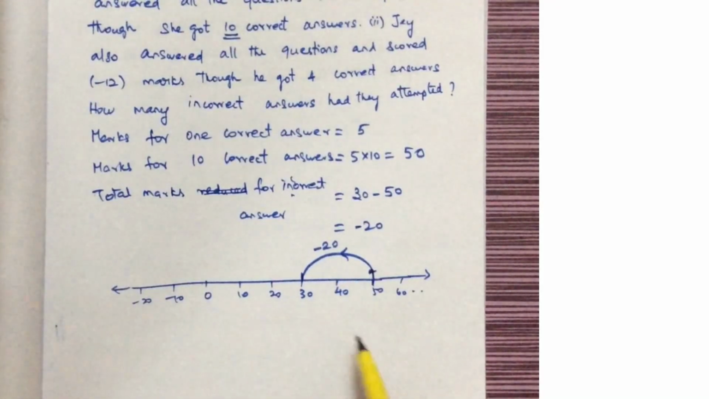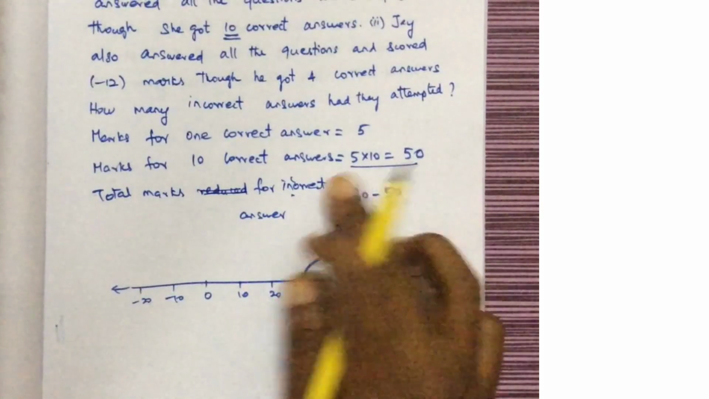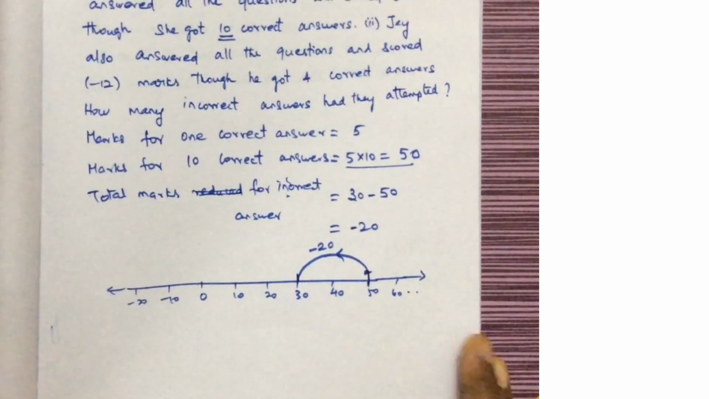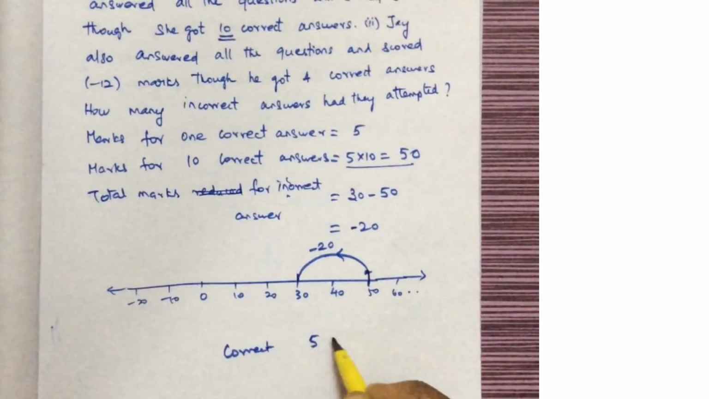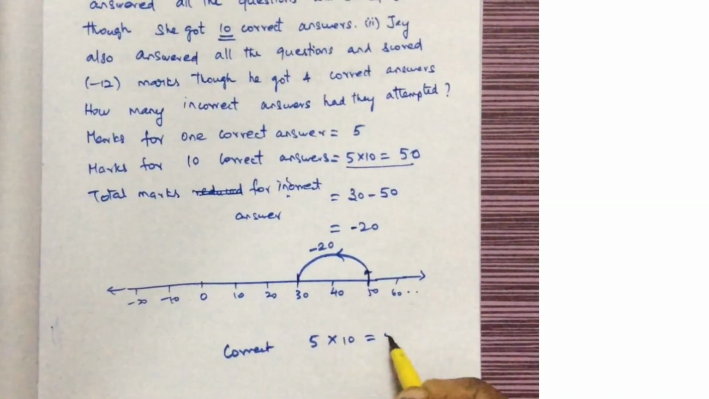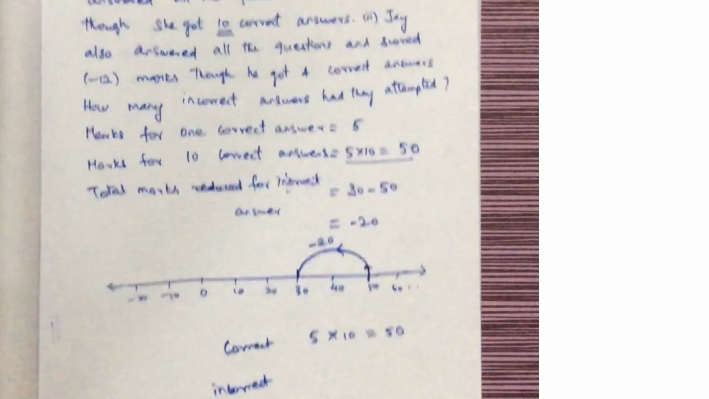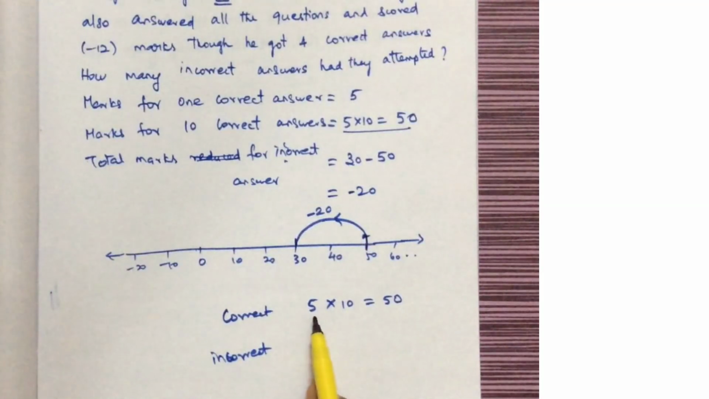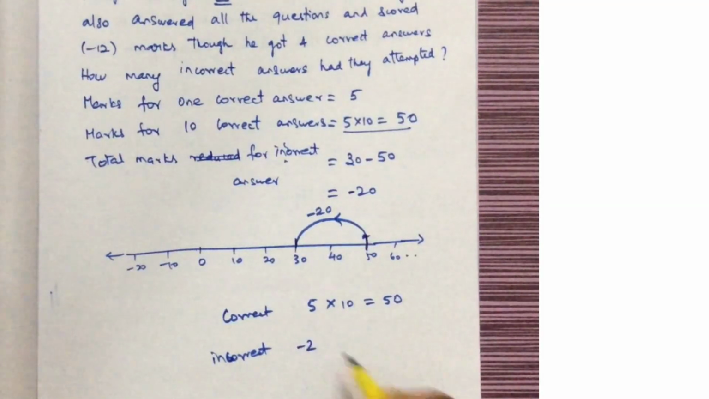So now you see here, 5 into 10 is 50. Okay, let me study one by one. For correct answers, what is that? 5 into 10 equal to 50. Let me write it parallelly for incorrect. Okay, what is this 5? 5 is the marks given for every correct answer. So the mark given for every incorrect answer is minus 2.